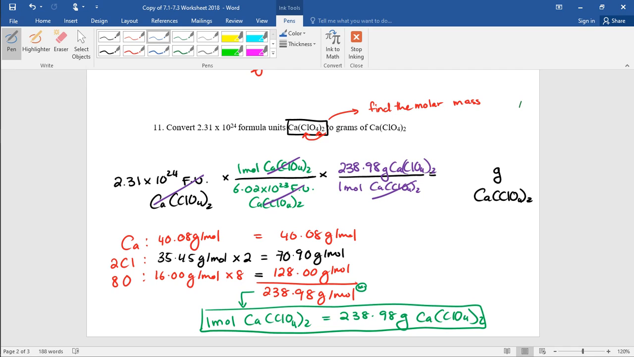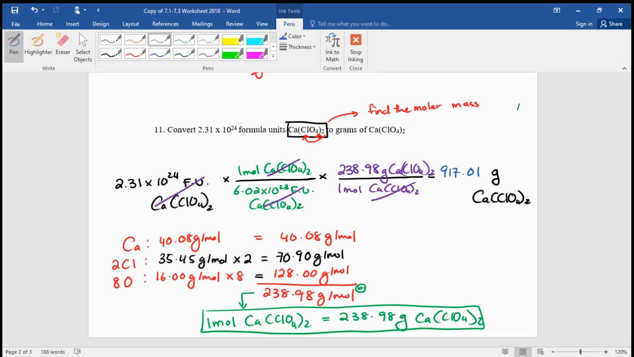So let's do the question now. 2.31 times 10 to the 24 divided by 6.02 times 10 to the 23rd times 238.98 gives us 917.01 grams of calcium perchlorate. Okay, so that's the 3 last questions which have double conversions on the 7.1, 7.3 worksheet. Okay.